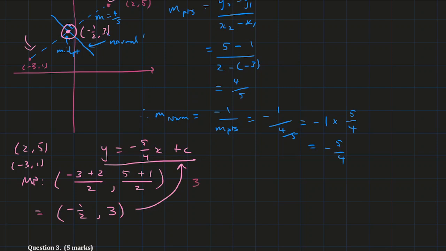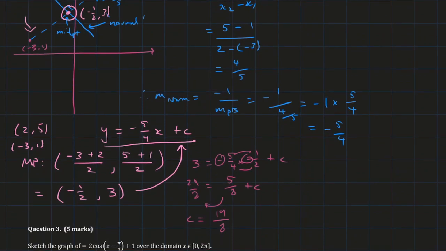Then we substitute in that point to this equation here to find the c value. So that's going to equal 3 being equal to negative 5 over 4 multiplied by negative 1/2 plus c. 3 is equal to 5 divided by 8. The negatives cancel out. Plus c. 3 with a denominator of 8 is 24 divided by 8. Moving this to that side, c is equal to 19 over 8. Therefore, y is equal to negative 5 over 4 x plus 19 over 8. And this is the equation of the perpendicular bisector.